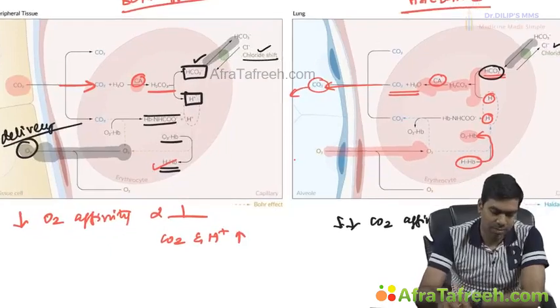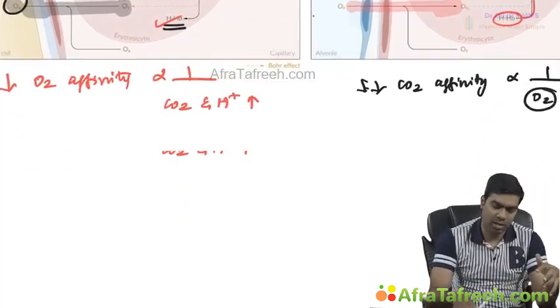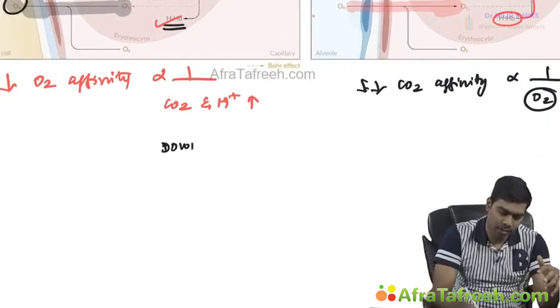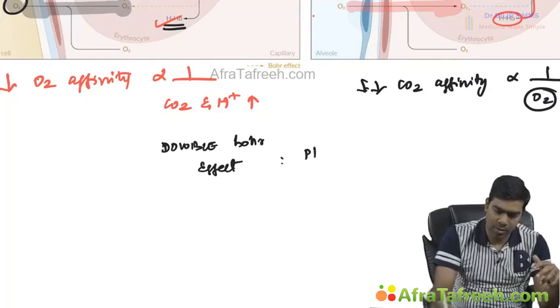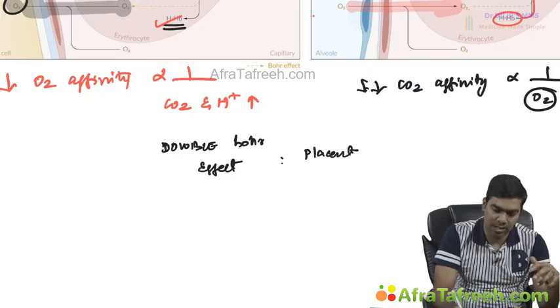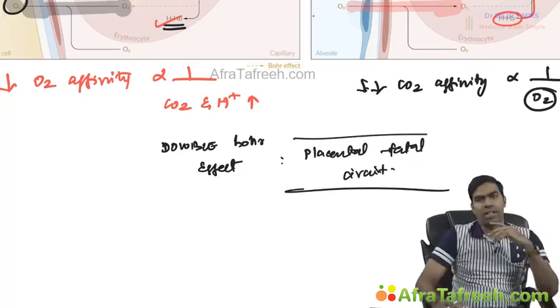Apart from the Bohr effect and the Haldane effect, you have something else called the double Bohr effect. Double Bohr effect happens during pregnancy, at the placenta-fetal circuit. So this is what we refer to as a double Bohr effect.